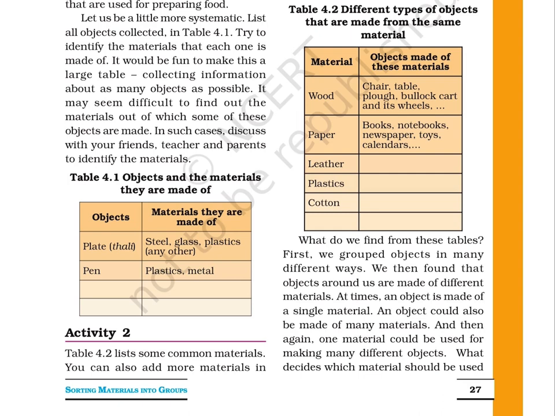First, we grouped objects in many different ways. We then found that objects around us are made of different materials. At times, an object is made of a single material.